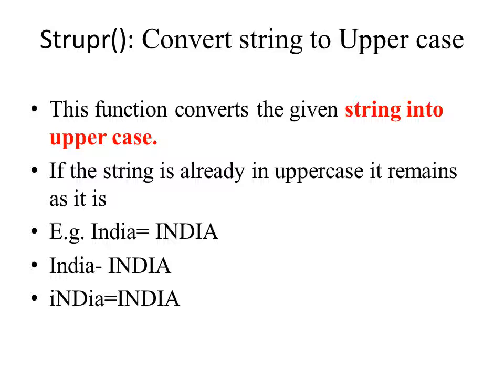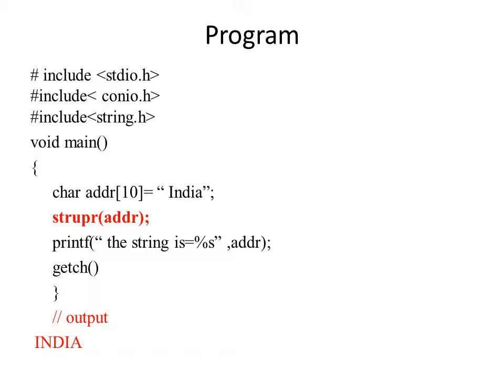First, in India, only I is uppercase or capital, then all the letters are going to be converted into uppercase. Or in another case, a combination of some uppercase and lowercase letters is there, and it is also going to be converted into uppercase. Those that are already in uppercase will remain as they are, and only those in lowercase are going to be converted into uppercase. So this is the program illustrating the use of the strupr function.